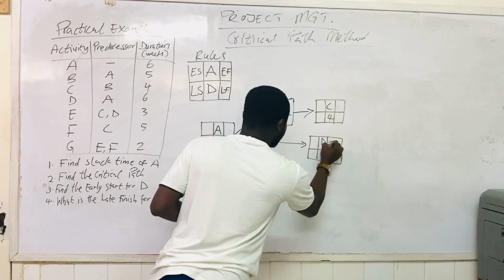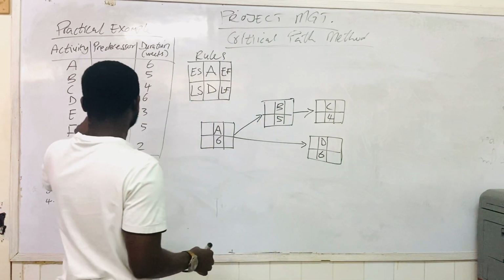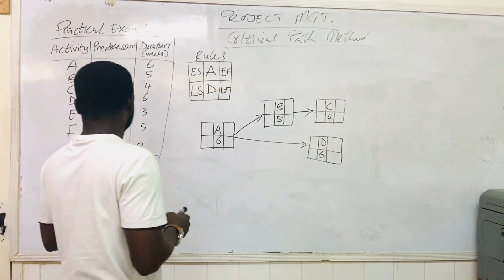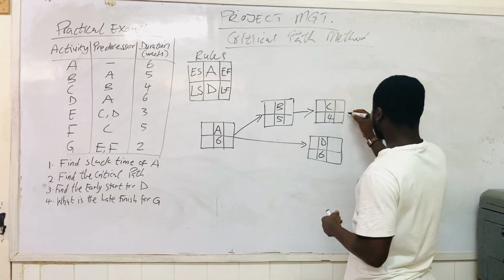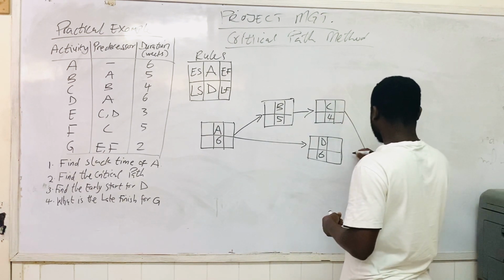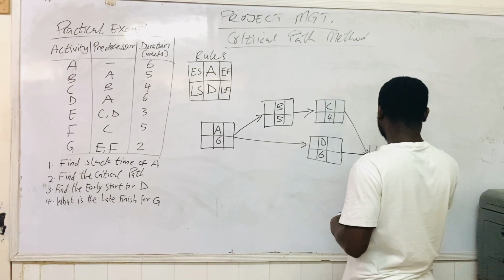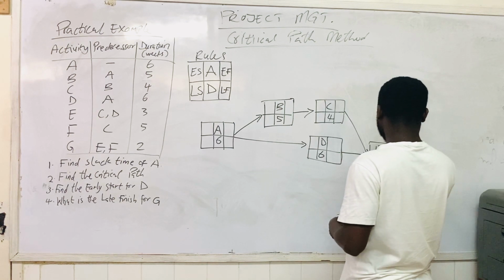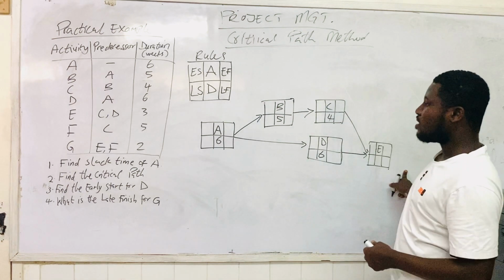We have D here, and D is 6 weeks. Then we go to E from C and D. So from C and D, we go to E. So 1, 2, 3, 4. Nicely. We go to activity E, and activity E has how many weeks?